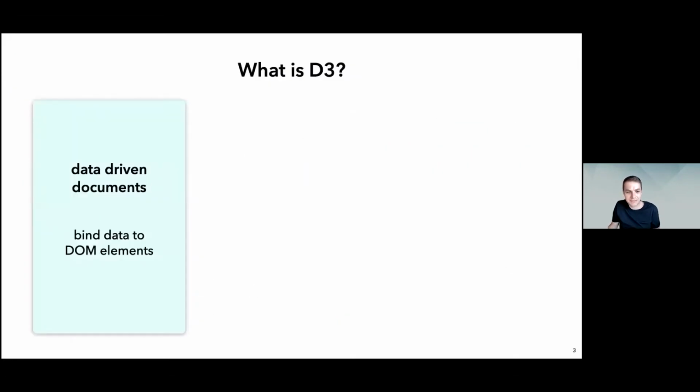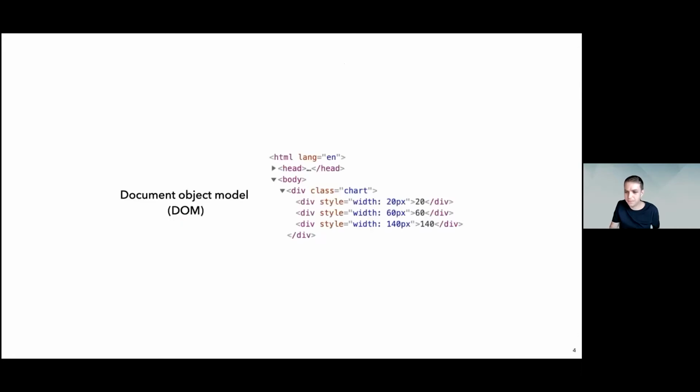D3 means data-driven documents. This is one of the core features. It allows us to bind data to DOM elements and then apply data-driven transformations. So this is one of the fundamental concepts. But what does DOM actually mean? You maybe have heard this before. I assume you are already familiar with HTML, CSS, and the basics of JavaScript. If not, I still think you might find this talk interesting, and it at least helps you to get started with D3. Okay, so let's come back to the DOM.